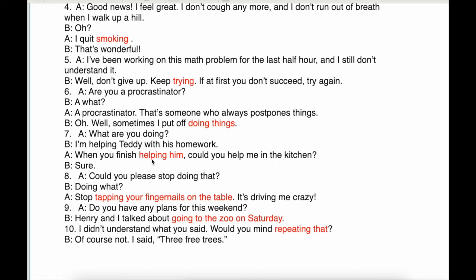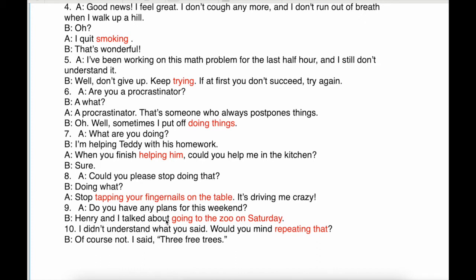When you finish helping him, could you help me in the kitchen? Sure. Could you please stop doing that? Doing what? Stop tapping your fingernails on the table. It is driving me crazy. Beni çıldırtıyor anlamında.